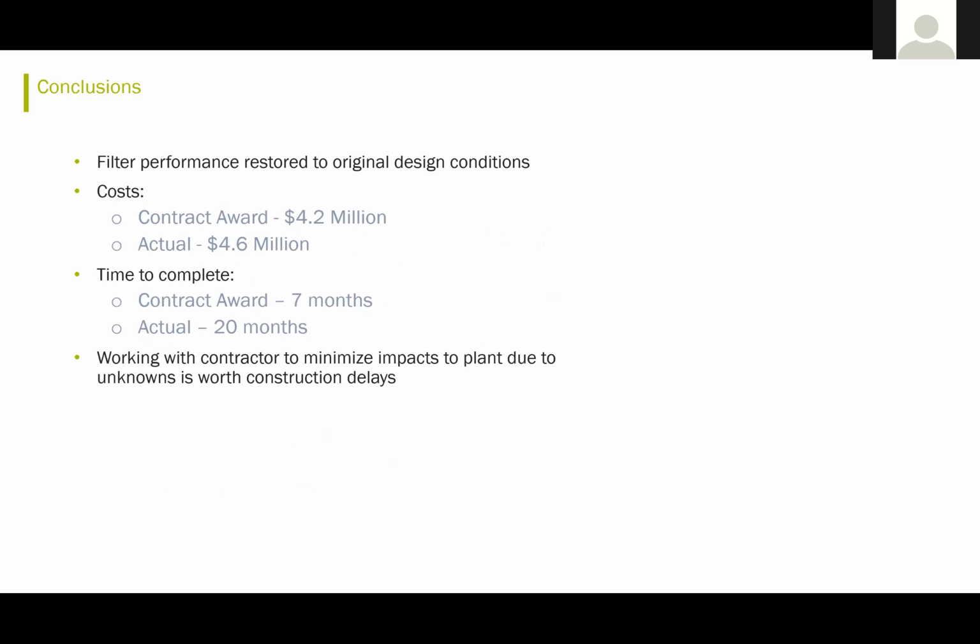As for the costs for the city, the contract award was $4.2 million, and they actually spent about $4.6 million. They originally anticipated it was going to take about 7 months to do the work. In reality, it took about 20. But they worked with the contractor to minimize delays to the plant due to unknowns.